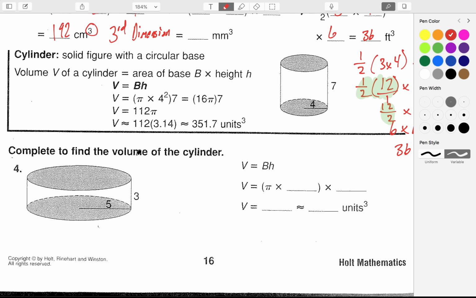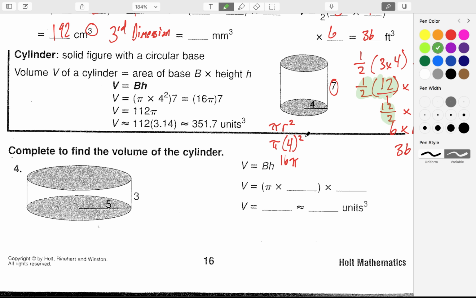Now, for a cylinder, we're doing the same thing. Remember back to your worksheets that the area of a circle is pi r squared. So the area of the base times the height. You have pi r squared, right? And then you're going to multiply by the height. Pi r squared is going to be, for this one, 4 times 4. So pi r squared is pi times 4 squared. This is 16 pi.